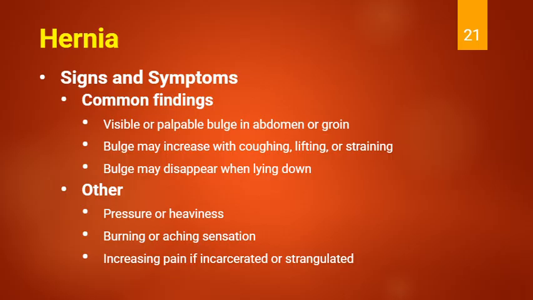Many uncomplicated hernias appear as a visible or palpable bulge in the abdomen or groin. This bulge often becomes more noticeable when the patient coughs, strains, stands, or lifts heavy objects because these actions increase abdominal pressure. The bulge may become smaller or disappear when the patient lies down, especially if the hernia is reducible. Some patients experience pressure, heaviness, burning, or mild aching rather than severe pain. However, pain that becomes sudden, severe, or persistent may indicate that the hernia has become incarcerated or strangulated.